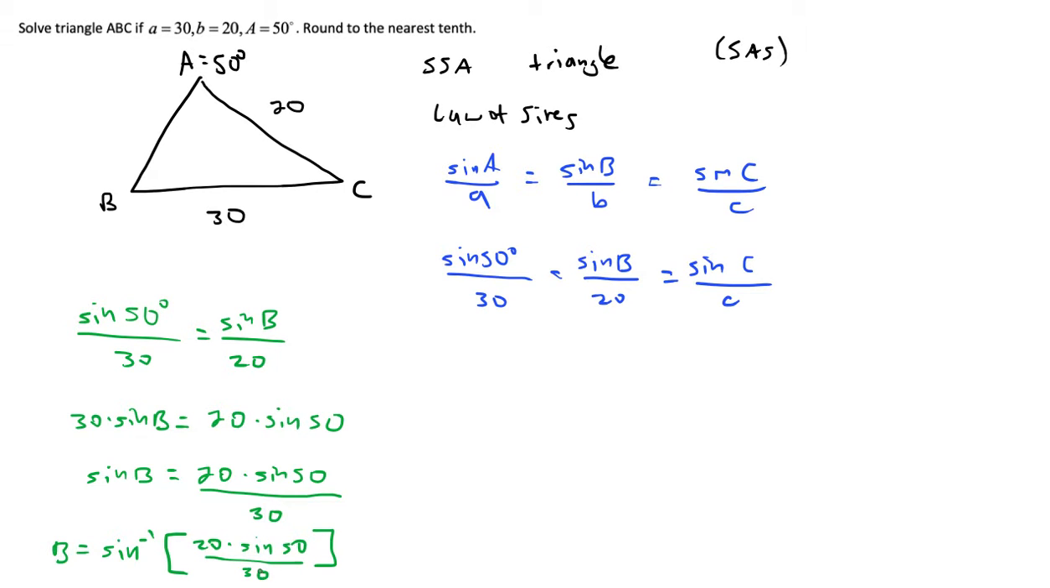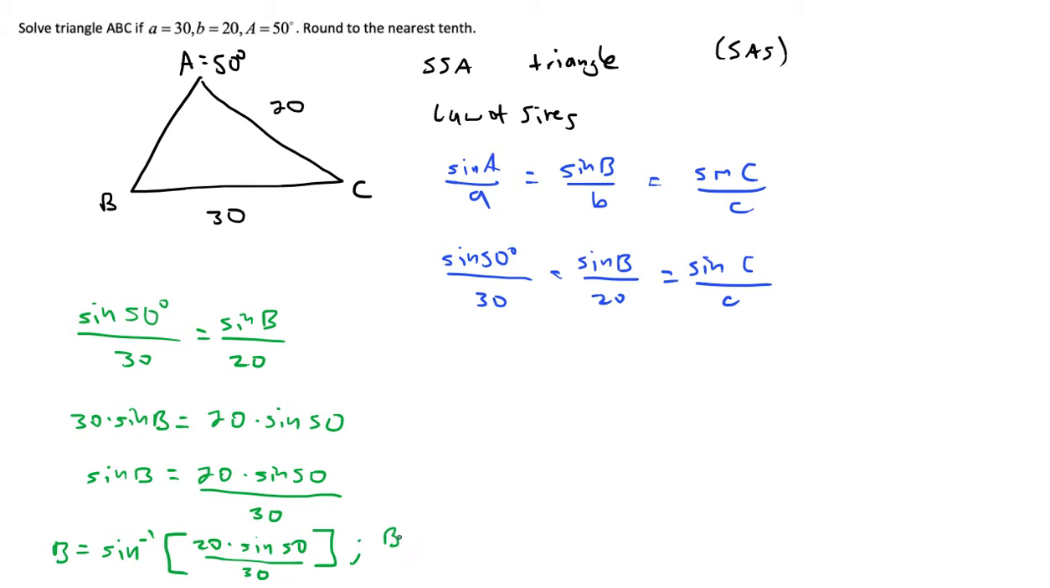Make sure that when you're using your calculators, you calculate this first. So calculate 20 times the sine of 50, and then divide that by 30, so you get your number here. And then you'll take the sine inverse. When we calculate this part out, I'm just going to calculate this part using your calculators: 20 times the sine of 50, all divided by 30.